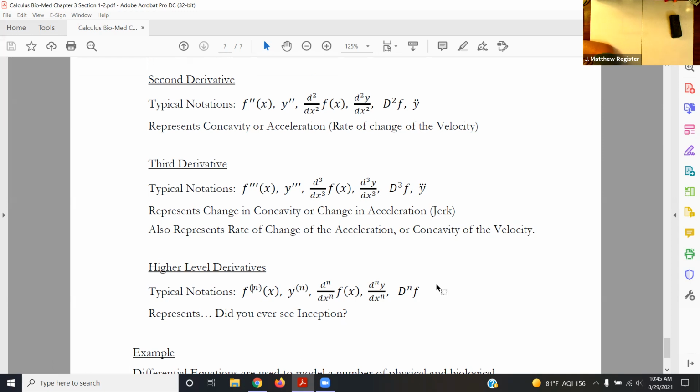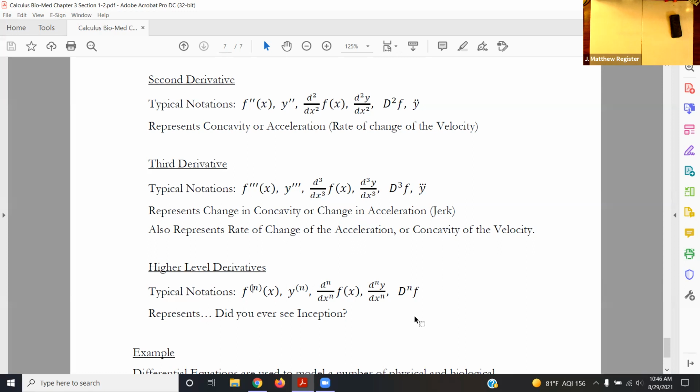Same with all of these other ones. And so this n would just correspond to whatever value it represents. As far as what a higher level derivative represents, did you ever see Inception? This is the rate of change of the rate of change of the rate of change of the rate of change of the rate of change. Or you could talk about the concavity of the velocity of the concavity of the acceleration. There's a lot of different interpretations for them, but you're not going to be using them that often.